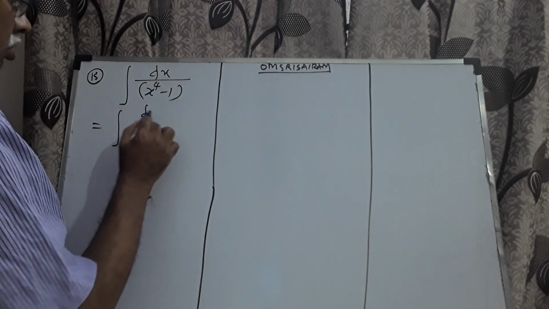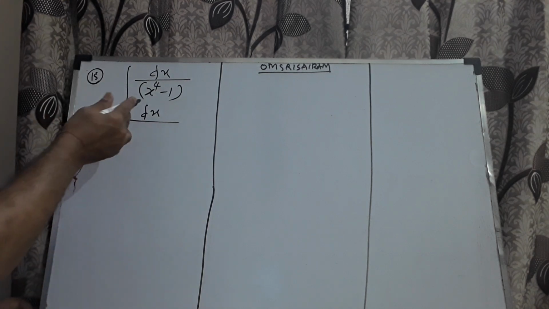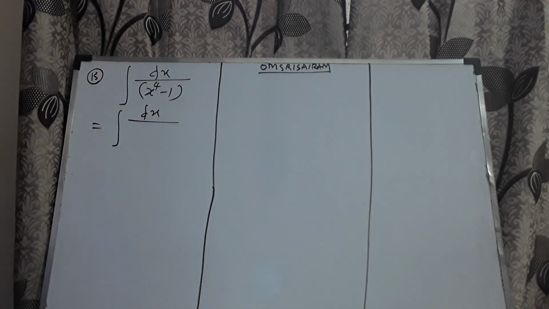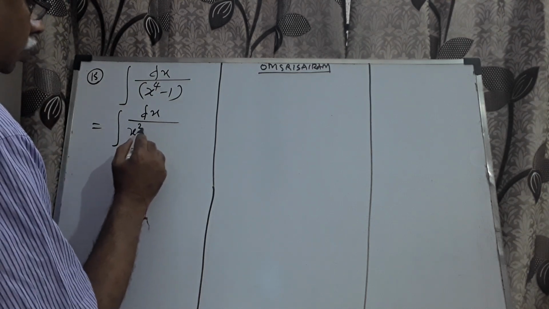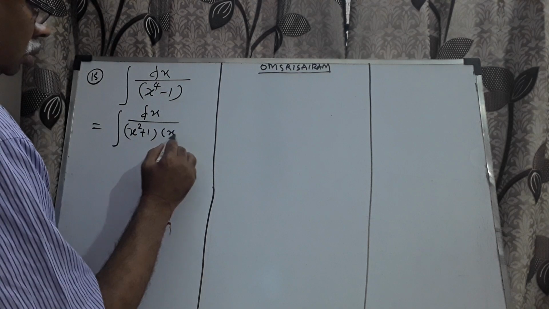Just see here. The application of partial fractions tells you it is x square plus 1 into x square minus 1, and again x square minus 1 is x plus 1 into x minus 1. Then the whole expression will be written as (ax plus b) by x square plus 1, plus c by x plus 1, plus d by x minus 1. It's a lengthy process. Instead, I'll do an easy method here.